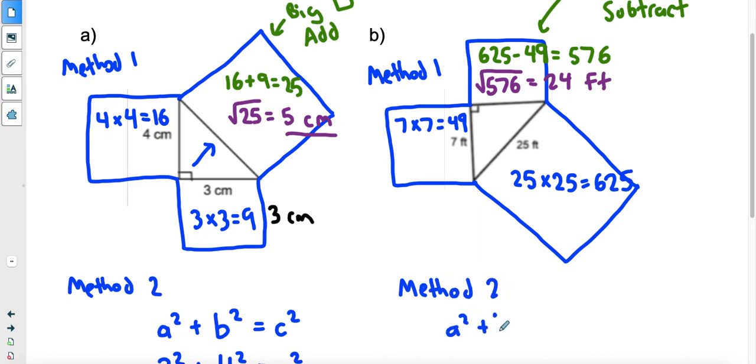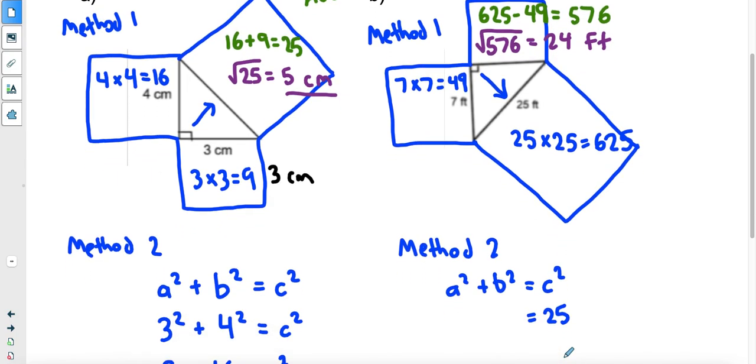A squared plus b squared is equal to c squared. Now remember, c, that's the side across from my right angle, the hypotenuse. The side across from my right angle is 25. So I'm going to put that in for c. My other side here, I can label as a. So say 7, that's a. And what I'm looking for here is side b.